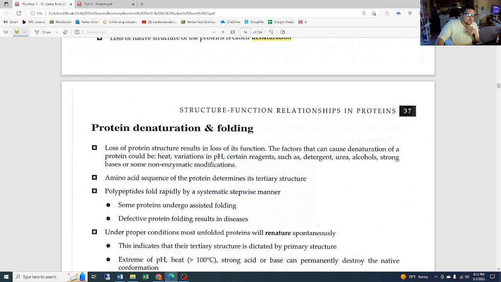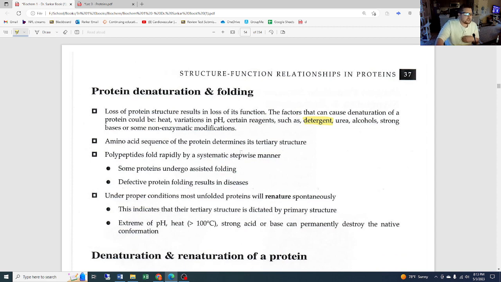The factors that can cause denaturation of a protein could be heat, changes in pH, certain reagents, so certain chemicals, such as detergent, urea, alcohols. The reason why detergent gets out stains is because of this chemical reaction where it will bind to the proteins that are there and actually pull them apart, which is how it gets them out of clothes and stuff. Urea, alcohols, strong bases, or some non-enzymatic modifications.